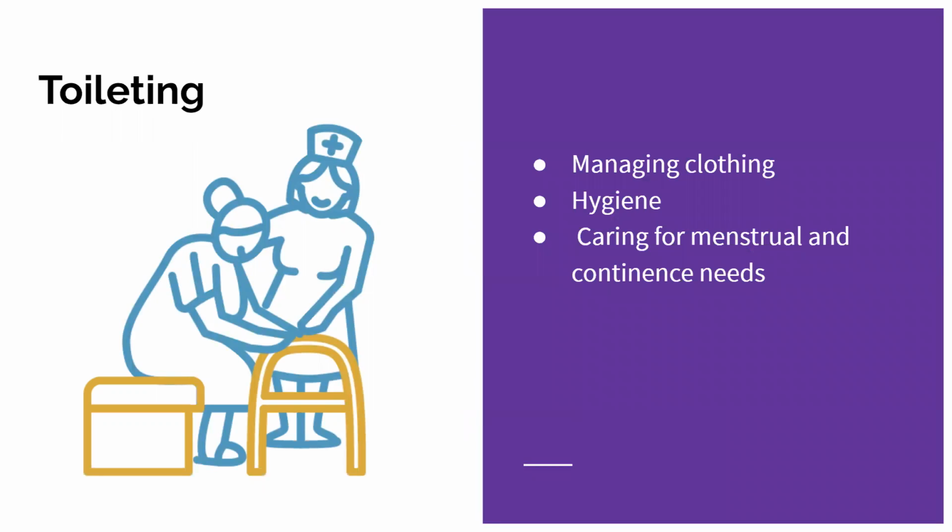Our next ADL that we're going to cover is toileting. So toileting includes managing your clothing, hygiene, and caring for menstrual and continence needs. So as far as hygiene goes, this is basically just making sure you are wiping yourself after you go to the bathroom and making sure your skin is clean. As far as continence needs, this is making sure you get to the bathroom on time, and if you are unable to, you are provided with the proper resources to help.